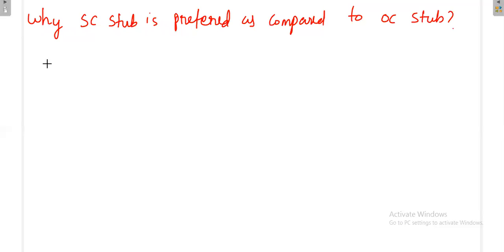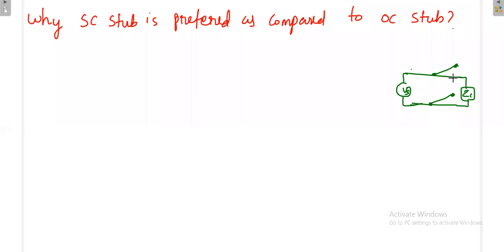Say, for example, you have a transmission line and you are connecting some ZL. Then you make one stub that you keep open. That is the concept of an open circuit stub. Actually, open circuit means the impedance has to be infinite.